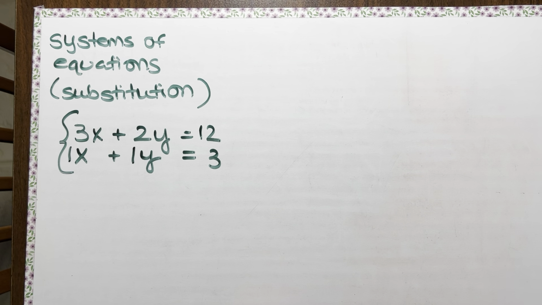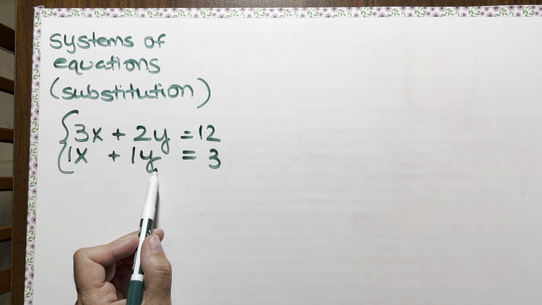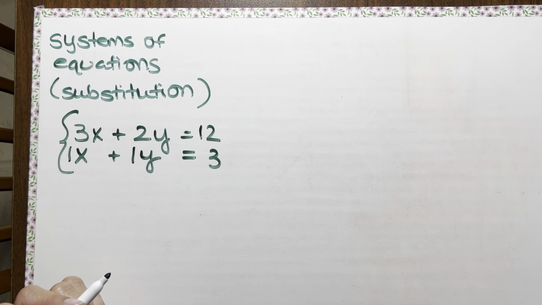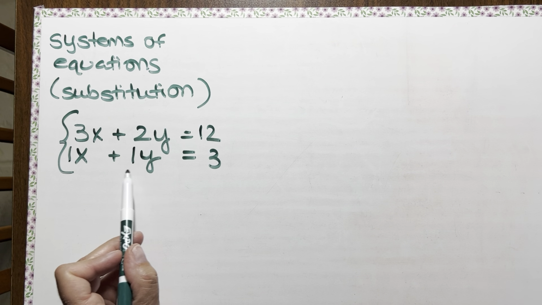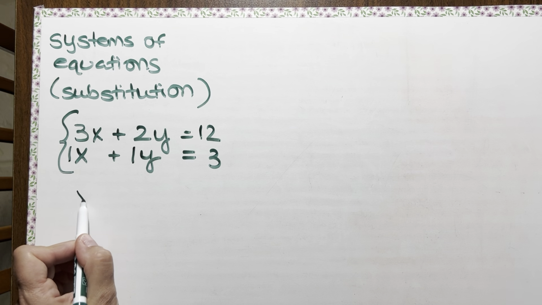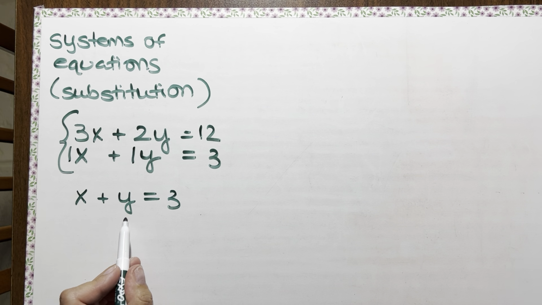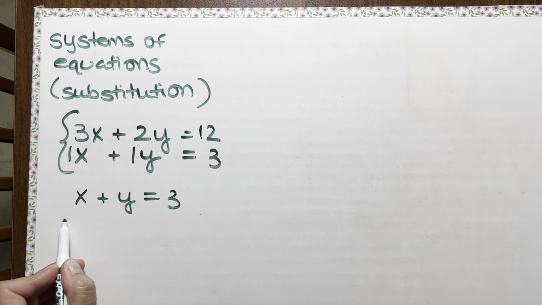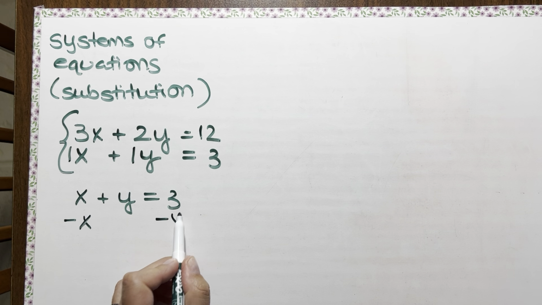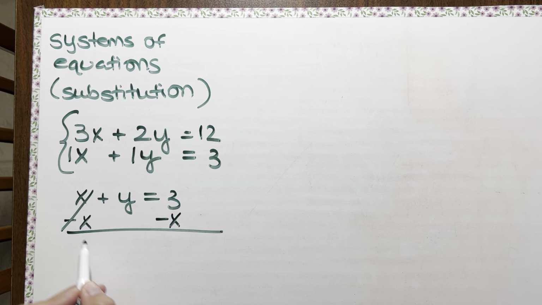Before I can do that, the reason I wanted these to be a 1x or a 1y is because I'm going to solve for one of those variables. I think for most of us, we're used to solving for the y. So I'm going to take this equation separately, and I'm going to solve for the y, meaning I have to subtract x from both sides. So I get y equals 3 minus x.